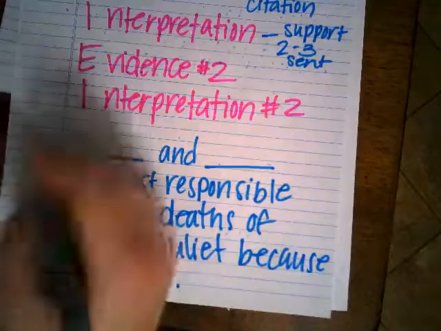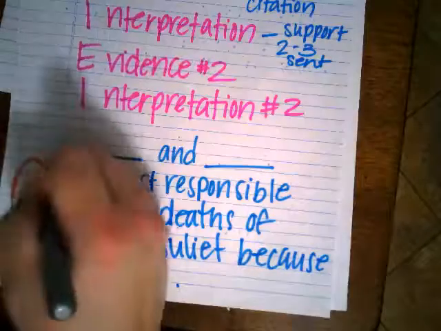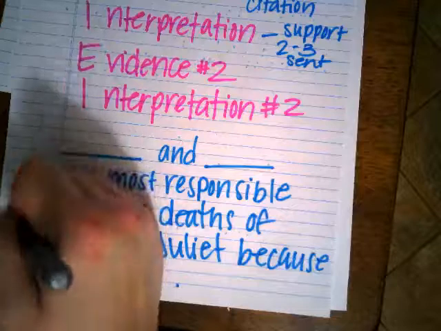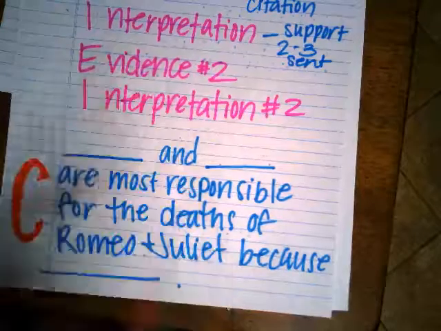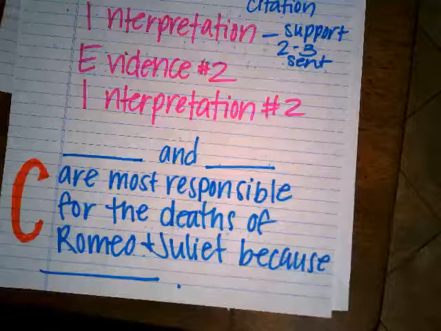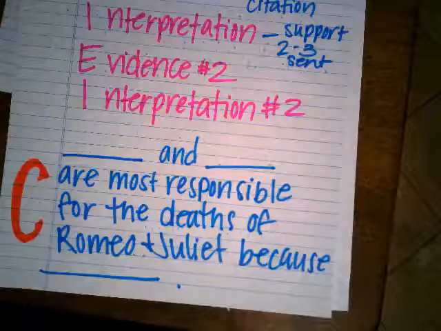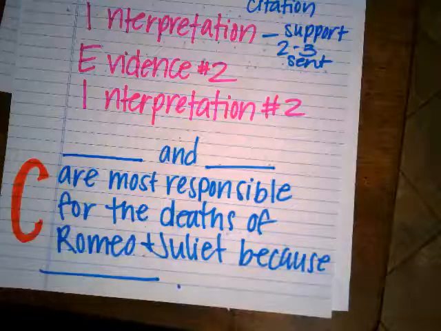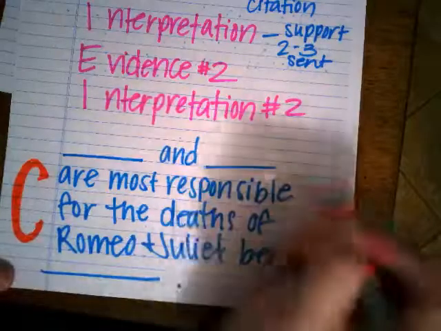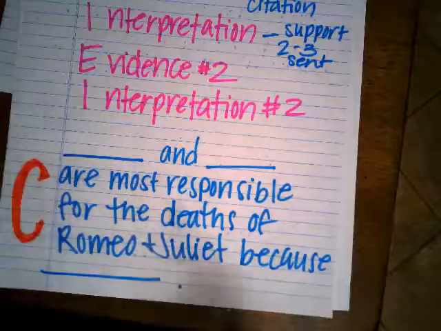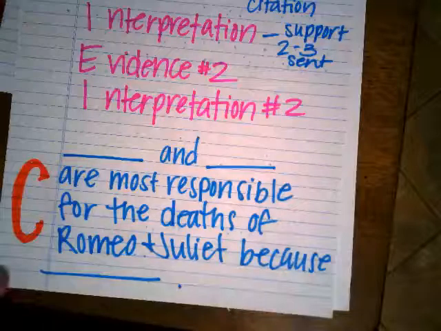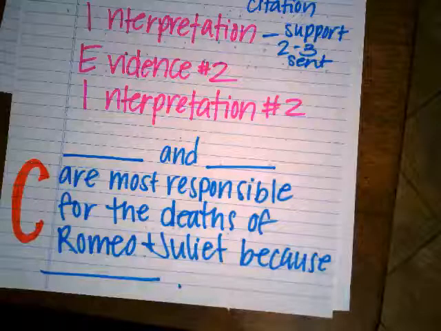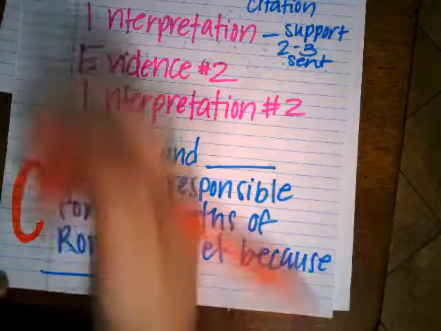This is your C. Now your job is to look back at your evidence that you came up with yesterday when you were doing your brainstorming and decide which 2 characters do you think are the most responsible for the deaths of Romeo and Juliet. And you can really defend a lot of different answers. So you can decide, is it Romeo and Juliet? Is it the nurse and Friar Lawrence? Is it Lord and Lady Capulet and Lord and Lady Montague? Who do you think is most responsible?